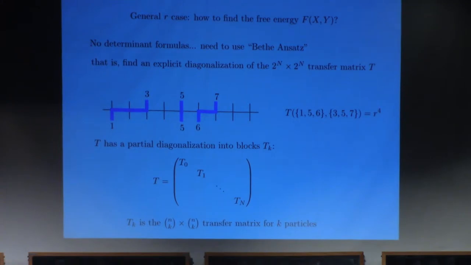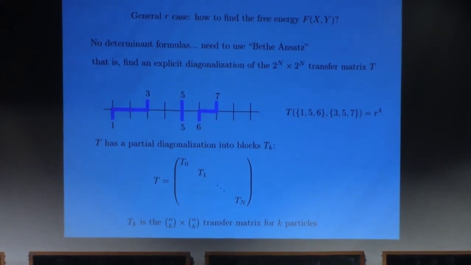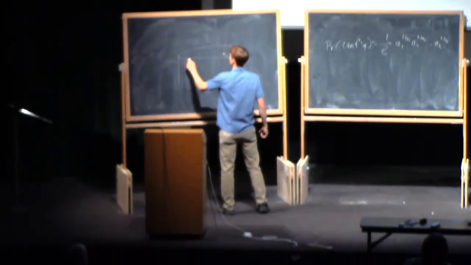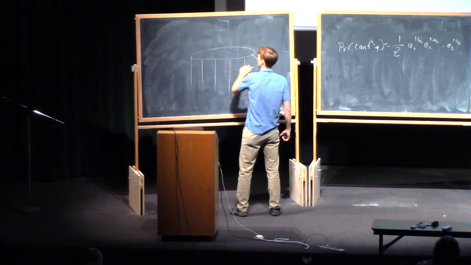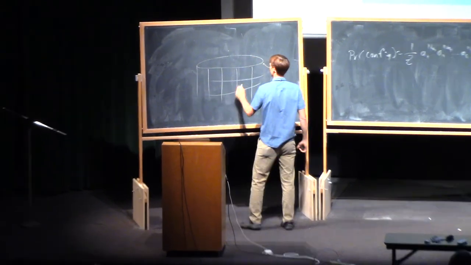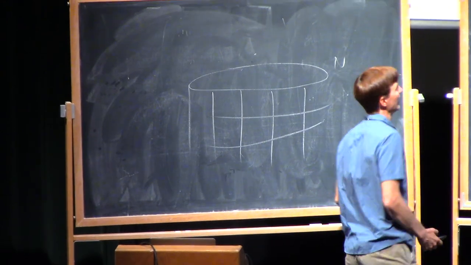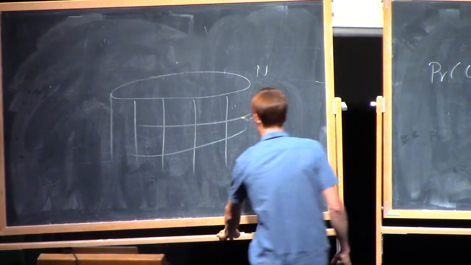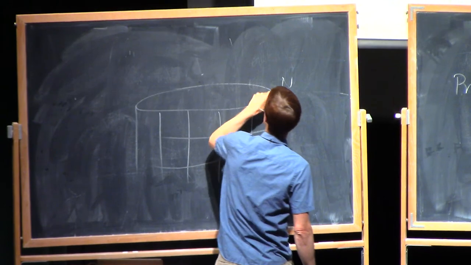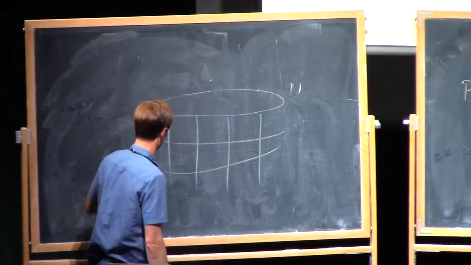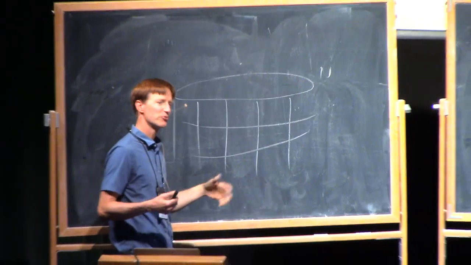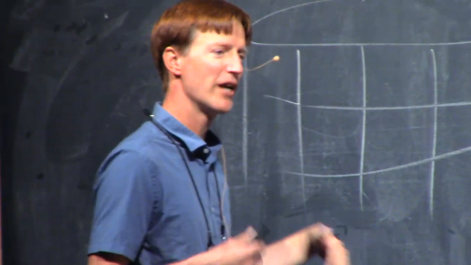And so what we're going to do is put the model on a cylinder. Maybe I'll draw a picture. So think about a square grid on a cylinder, on an infinite cylinder like that, of circumference n, a bi-infinite cylinder. And we're just interested in counting. We're summing the weights of all configurations.